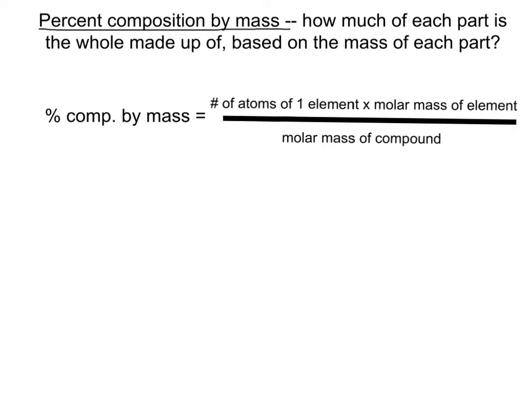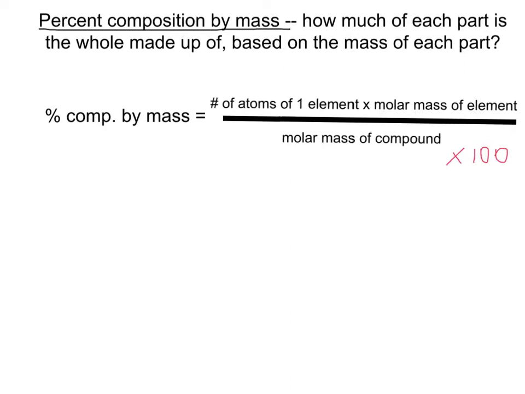So the formula for percent composition by mass is the number of atoms of one element, for example, oxygen, times the molar mass of that element. Molar masses, remember, we find those on the periodic table, divided by the molar mass of the compound, for example, water. And then we're going to multiply it by 100 to turn it into a percent. You always multiply by 100 to turn it into a percent.